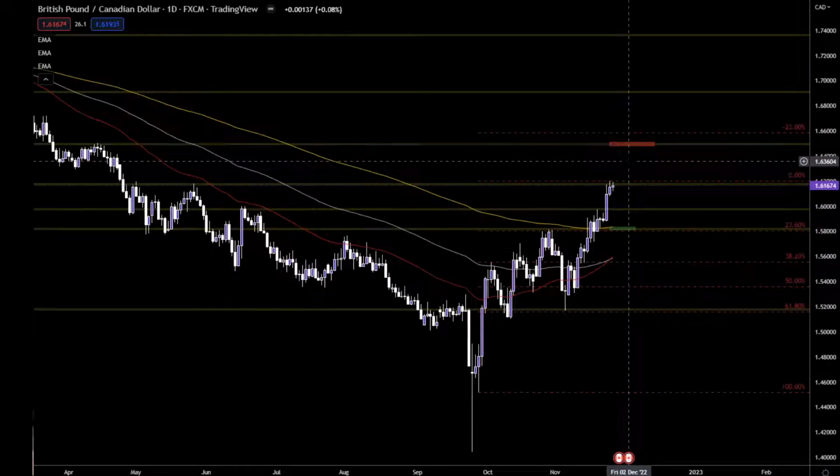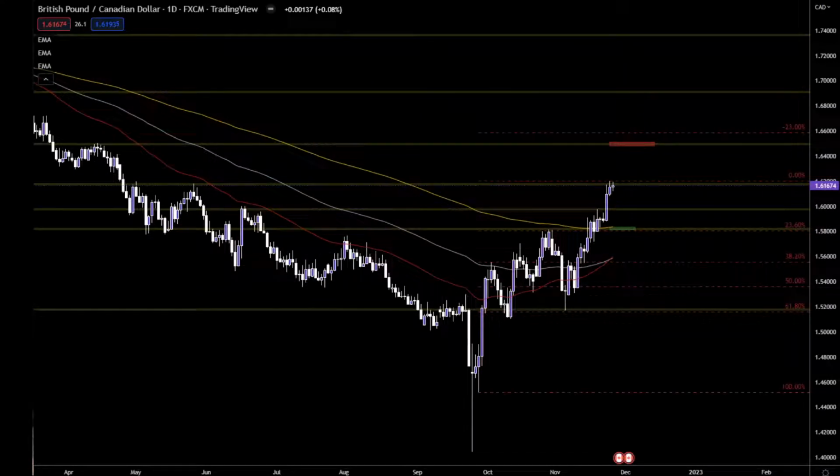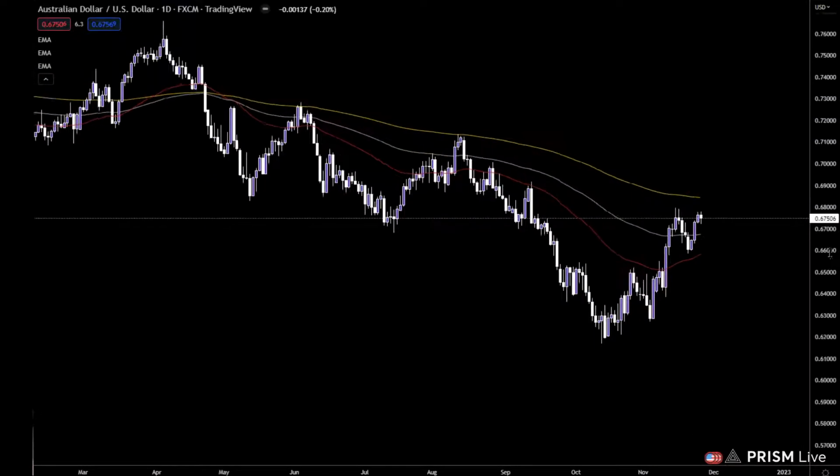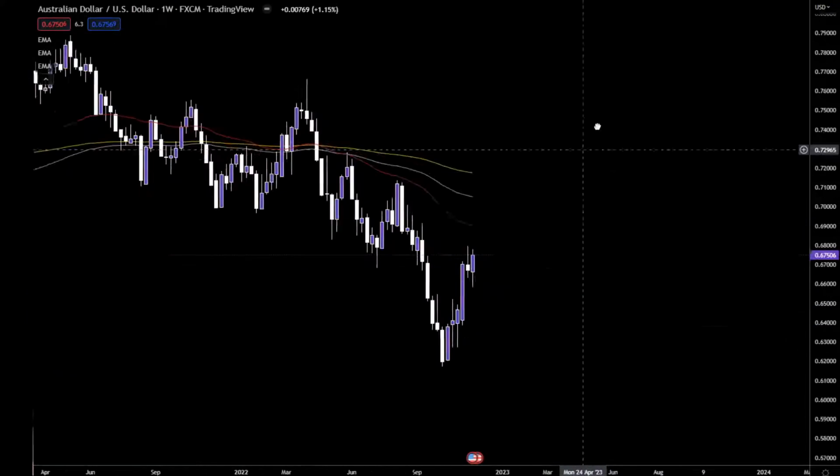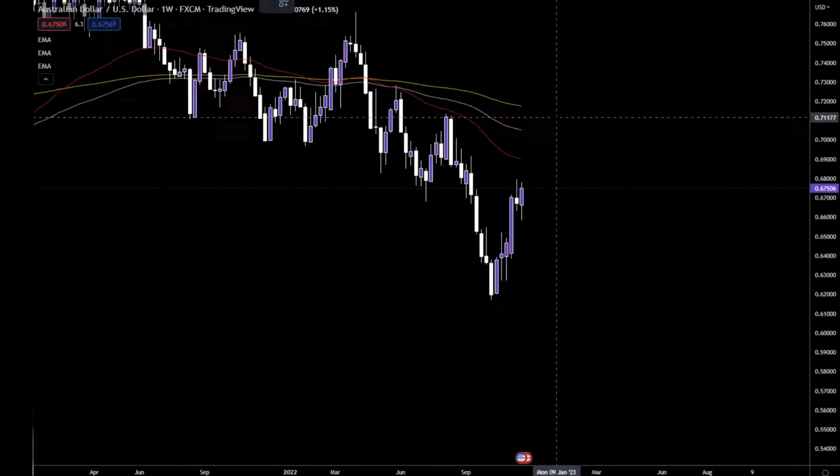That's that one done. What was the other one? What did I say? Let's go back through the chat. Aussie USD. Let's have a go. Just a quick look at the weekly. Bang, a couple of levels in.